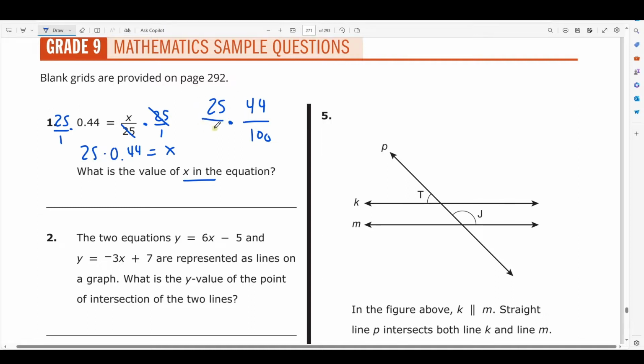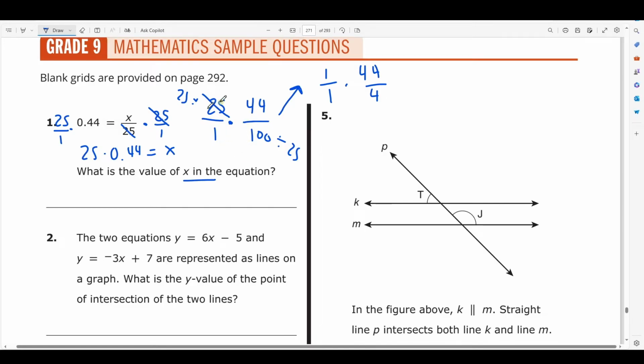Because I noticed that here I have a 25 in this numerator, and I noticed that 100 is divisible by 25. So I can take away this 25. I can divide this numerator by 25, and I can divide this denominator by 25. And essentially what that does is it turns this long math problem into 1 over 1 times 44 over 4. So whenever you're dealing with multiplication with fractions, always try and reduce the terms on both sides.